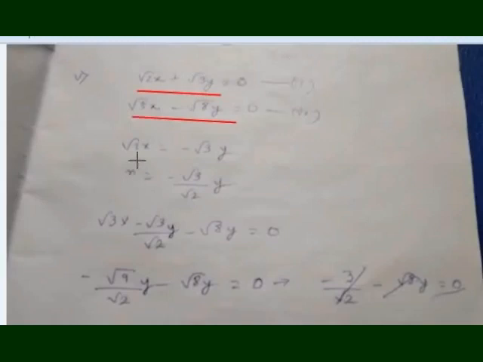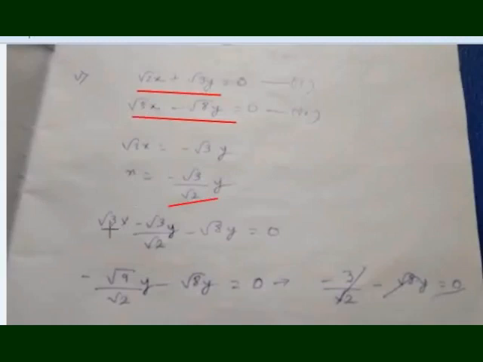So what will be the value of x? x will be minus root 3y by root 2. This root 2 will be divided. And the next step is to place this value of x, which is minus root 3 by root 2 y, in the second equation. So substitute x of the second equation with this value. In the second equation, it is root 3x minus root 8y is equal to 0, and substitute the value of x with this minus root 3 by root 2 y.